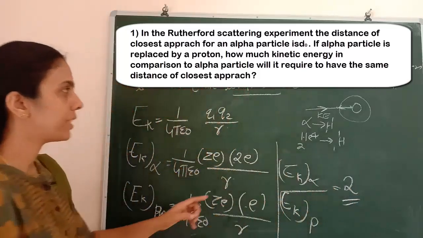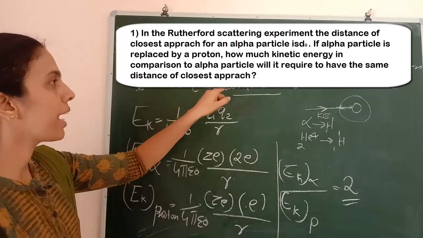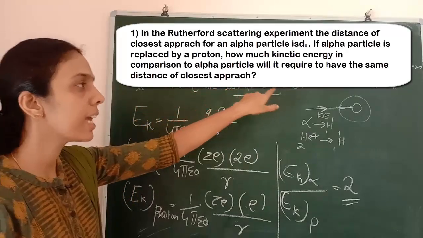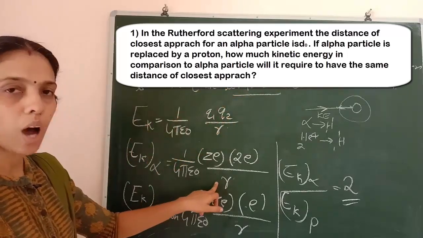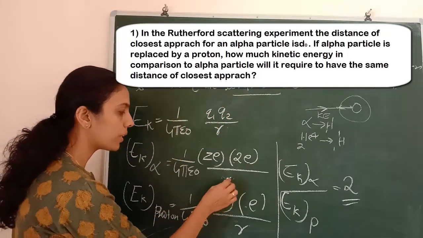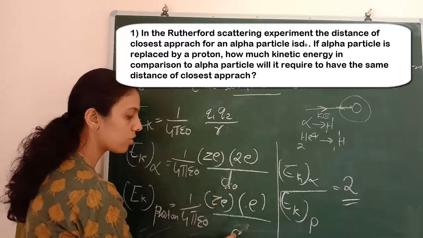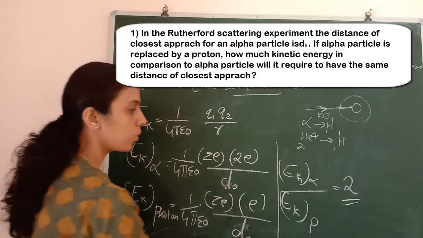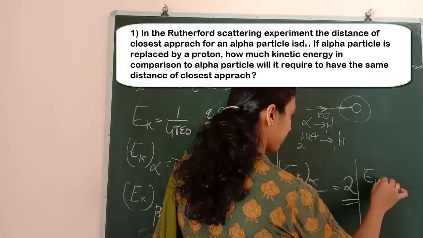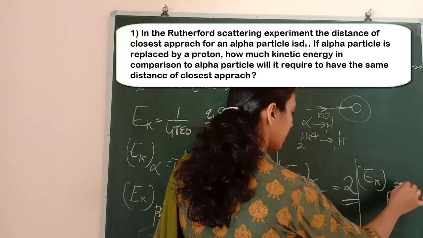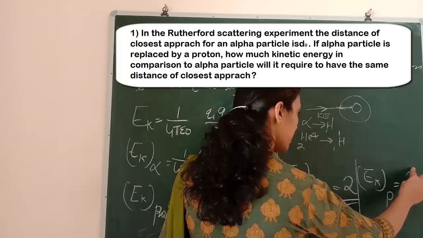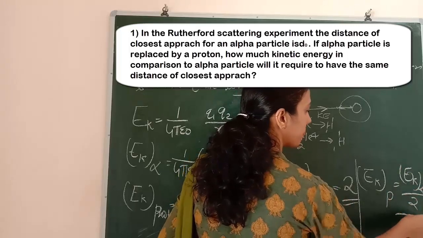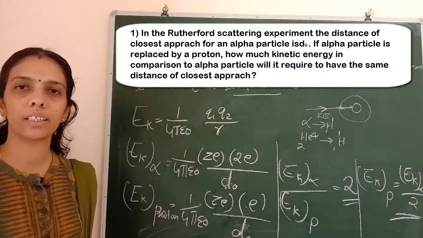So we need to find how much kinetic energy in comparison to the alpha particle is required to have the same distance of closest approach. R is the same; instead of R we can substitute d0, because in the question it is given as d0. So the kinetic energy of the proton equals the kinetic energy of the alpha particle divided by 2. This is how we find the answer.